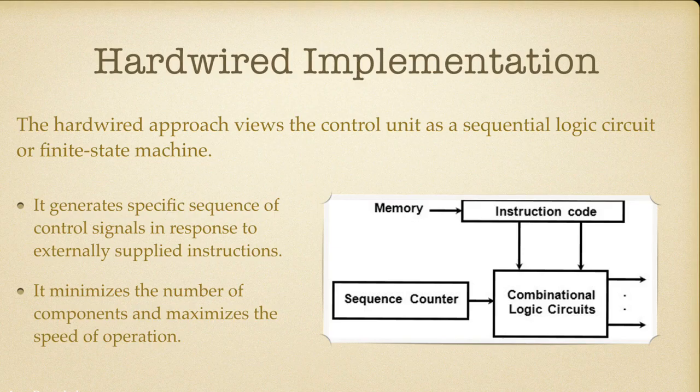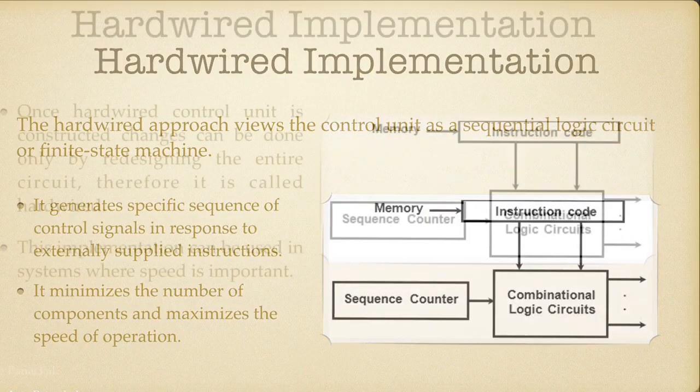You can see the configuration here. We have a combinational logic circuit, and to that we have input and a sequence counter, and based on the instruction given, it will produce some control signals.